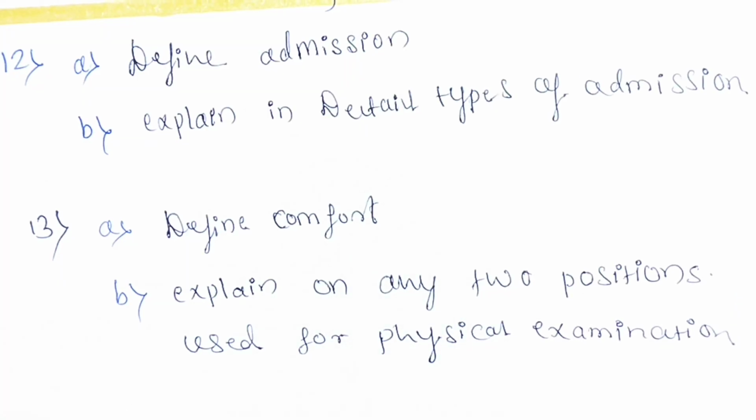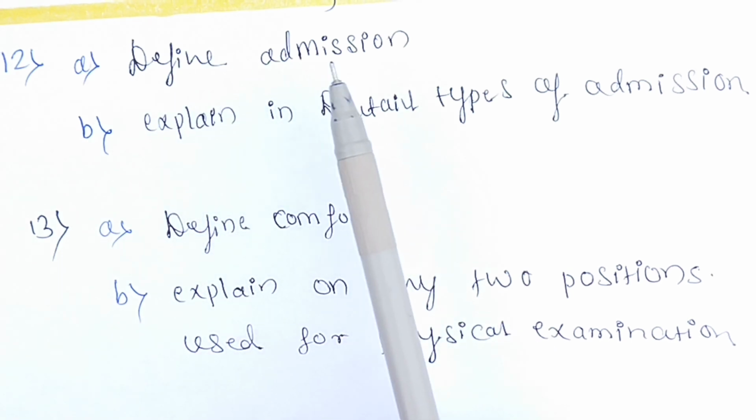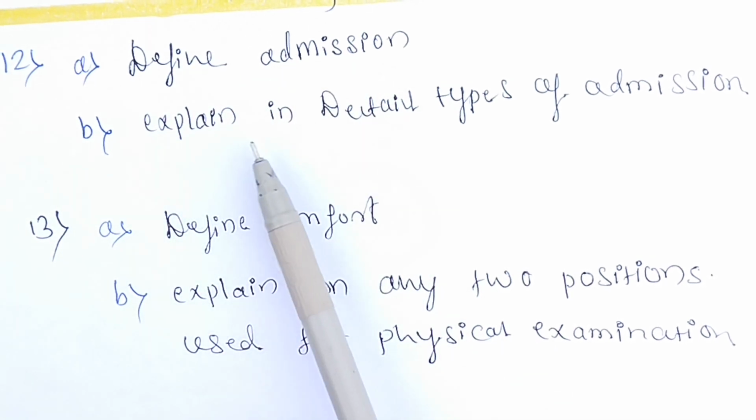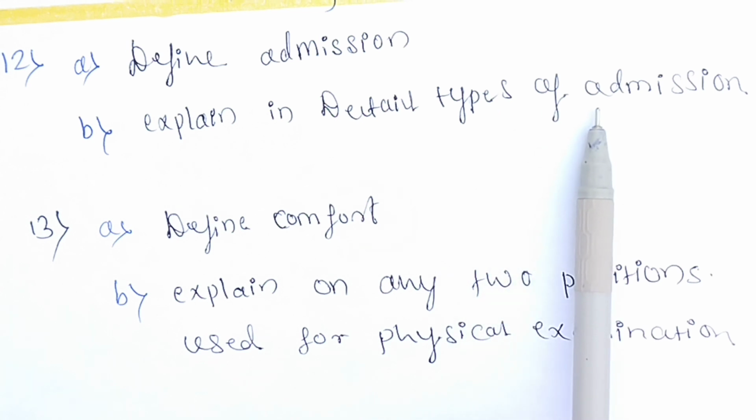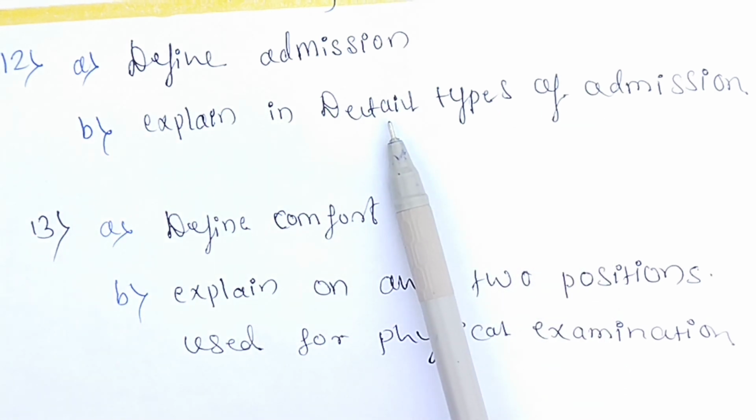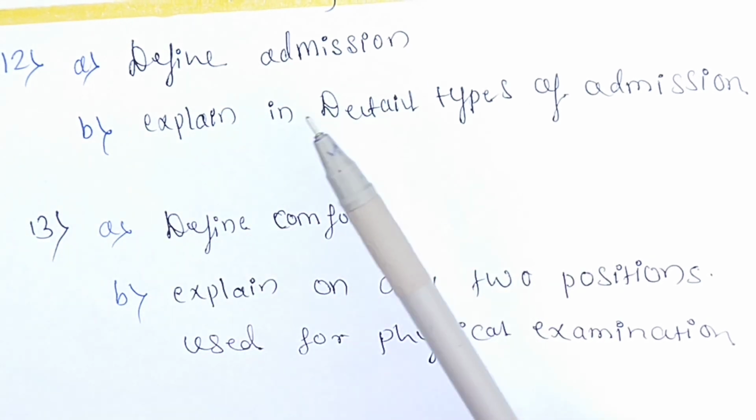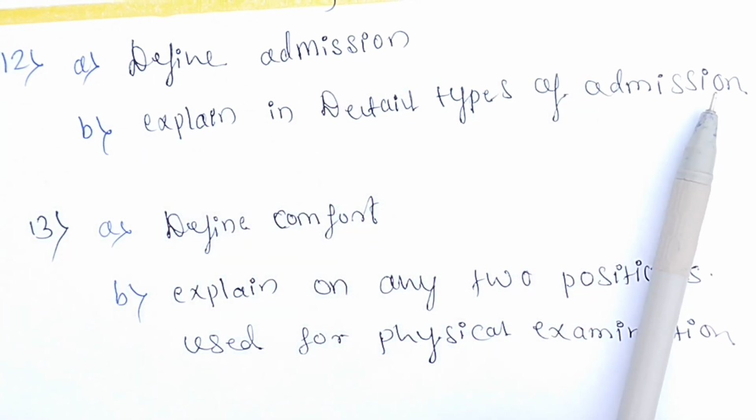Next, twelfth question. First, A is define admission. B, explain in detail types of admission. Okay, types of admission will be there. So just write in detail about types of admission.